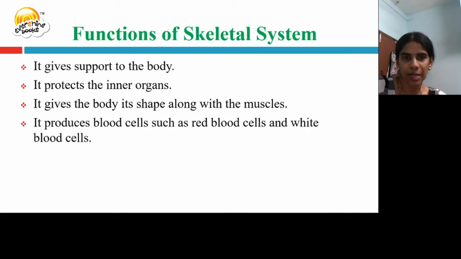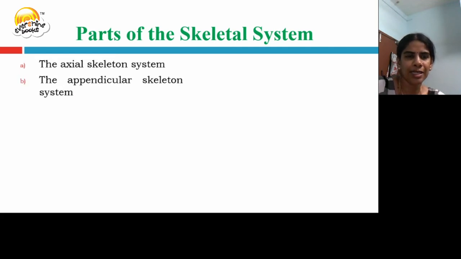It produces blood cells such as red blood cells or RBC and white blood cells or WBC. It allows the movement of the body. Let us learn about the different parts of the skeletal system. The parts of the skeletal system consist of the axial skeleton system and the appendicular skeleton system.